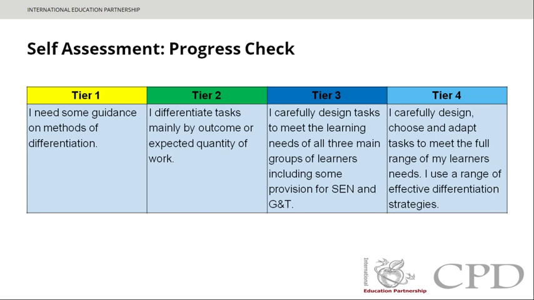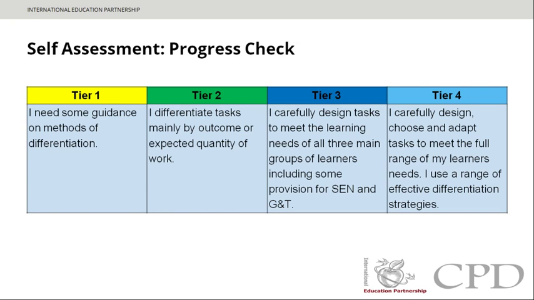Assessment is at the heart of successful differentiation. I've got a little table here that's been taken from the performance management grid to help you to self-assess your starting point today. So read through the descriptions and choose the tier which best describes you on an average day. Make a note of where you are at the moment, but bear in mind that as humans, we don't tend to fit neatly in one box, and nor do we stay there.